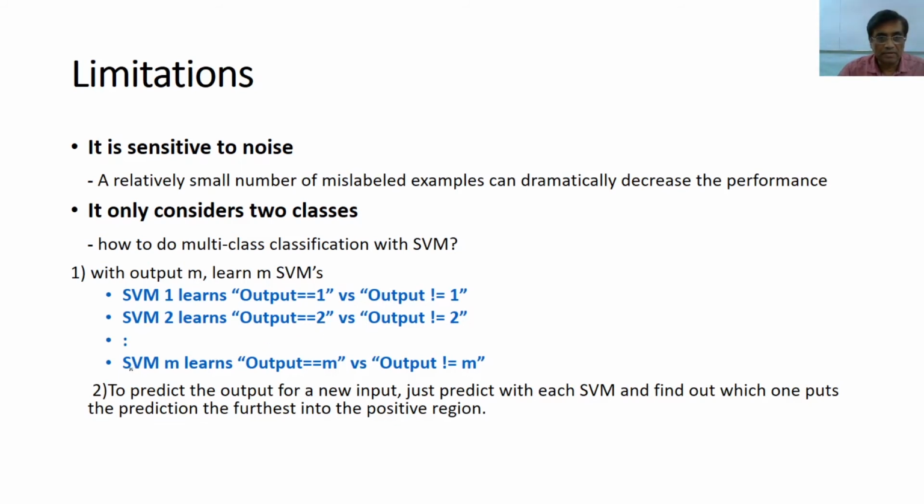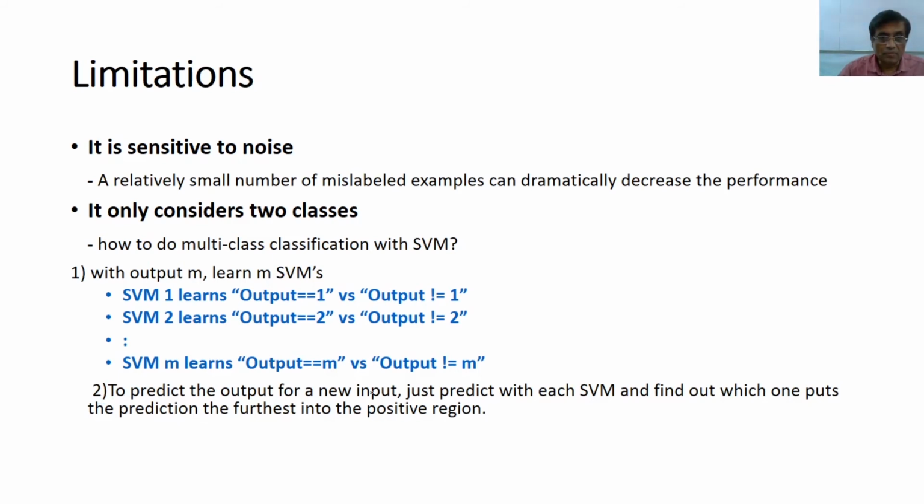Okay, SVM, support vector machine, learns. So if M number of classes are there, you train one versus the rest, another versus the rest, another versus the rest. In that way you can configure that support vector machine to classify multiple classes.